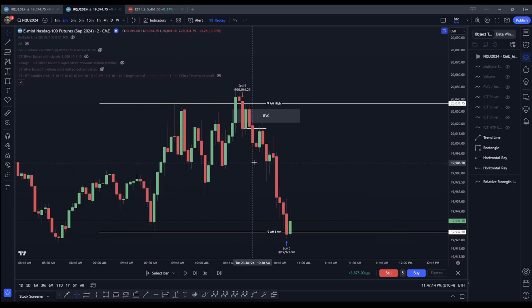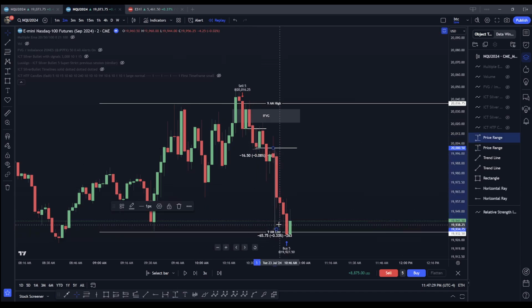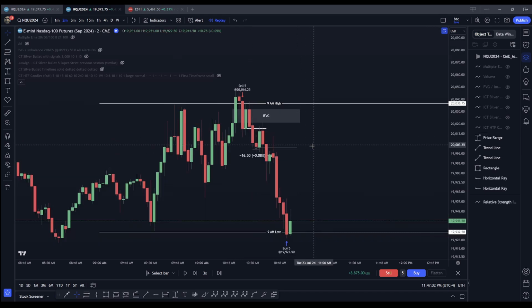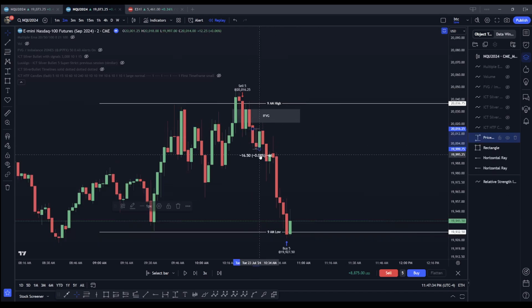And there you go. All right, so let's break down the trade. IFVG, and then an order block right here, another order block right here. So you would have gotten pretty good entries and pretty good sell off. So that's the silver bullet, and I think it's really powerful.